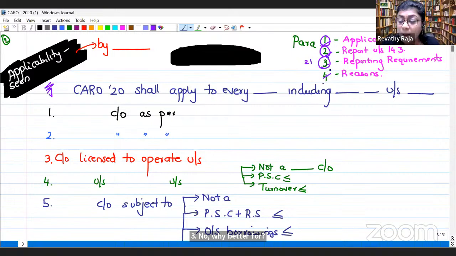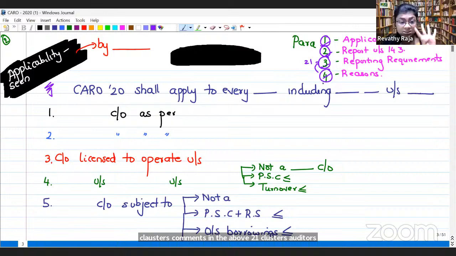Para 4 states, if auditor reports any of the above clauses negatively, if there are any negative or adverse comments in the above 21 clauses, auditor should state why negative, why qualified, its reasons.